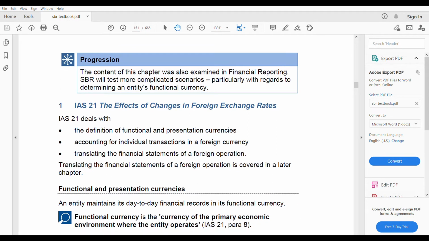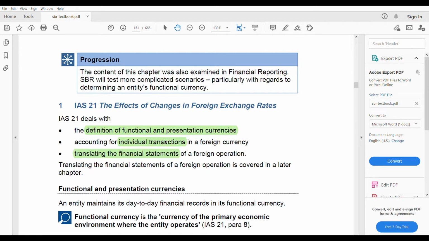So IAS 21 deals with these three things. First, it defines what is functional and presentation currency. Definition of functional and presentation currencies. We'll start with this. Next, accounting for individual transactions in a foreign currency. How do you deal with individual transactions in a foreign currency? Then we have to translate the financial statements of a foreign operation. This is what you need to do in group accounting.